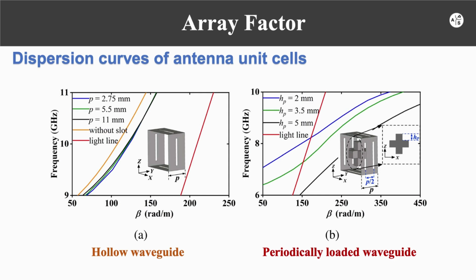Secondly, we calculated the dispersion curves of the antenna unit cell based on the hollow square waveguide. It can be found that the value of beta is lower than that of k0. This indicates that the slot waveguide array based on such unit cells cannot realize an end-fire pattern.